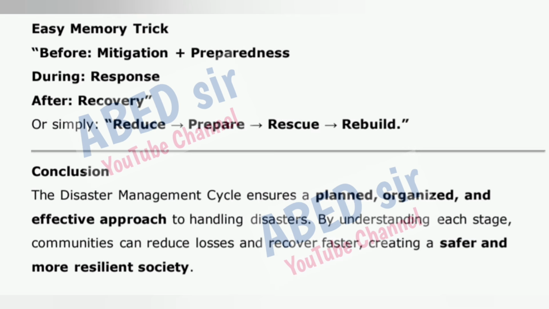Easy memory trick. Before: mitigation plus preparedness. During: response. After: recovery. Or simply reduce, prepare, rescue, rebuild. Conclusion. The disaster management cycle ensures a planned, organized, and effective approach to handling disasters. By understanding each stage, communities can reduce losses and recover faster, creating a safer and more resilient society.